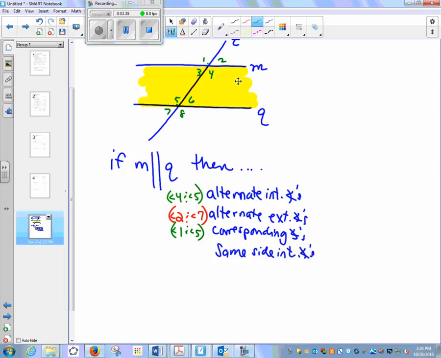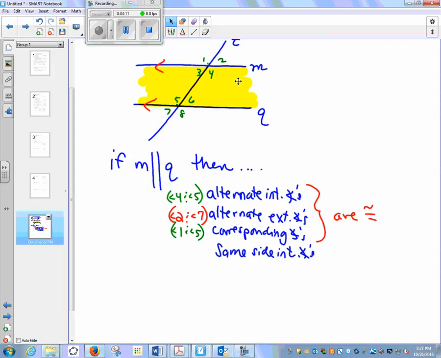Okay, all of those, alternate interior, alternate exterior, and corresponding, if the lines are parallel, okay, well, let's mark these parallel then. If the lines are parallel, all of these are congruent, right? So alternate interior angles are congruent. Alternate exterior angles are congruent. Corresponding angles are congruent, only if the lines are parallel.